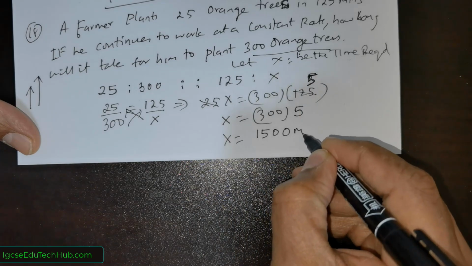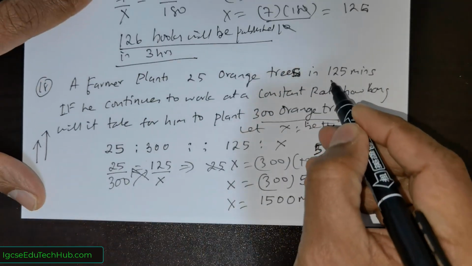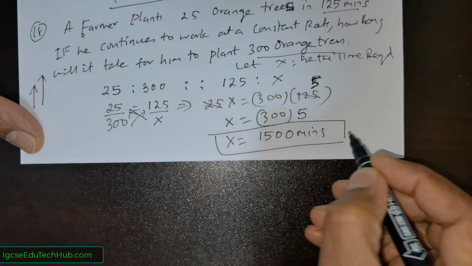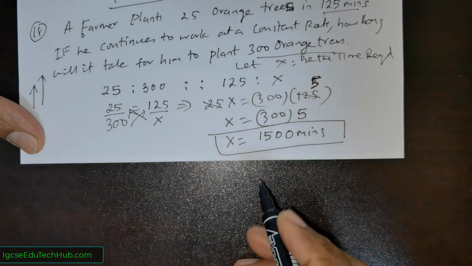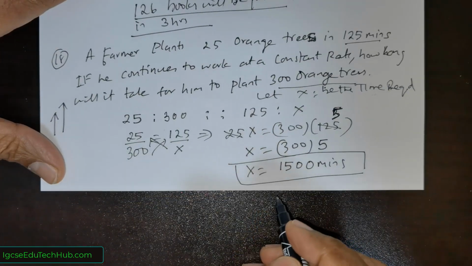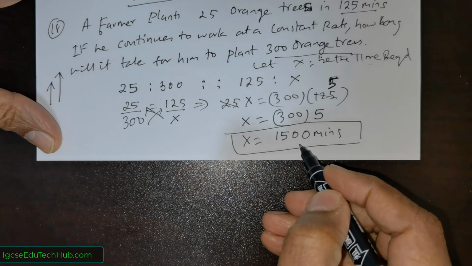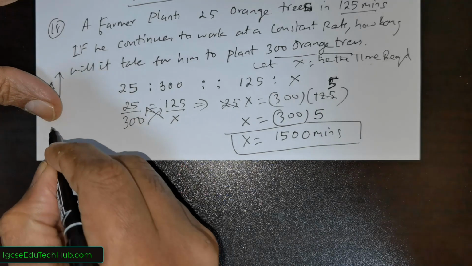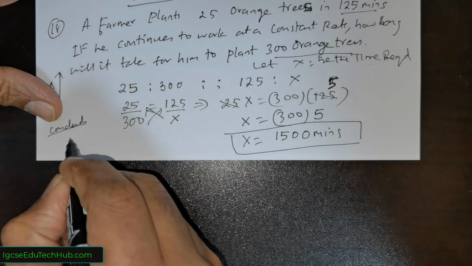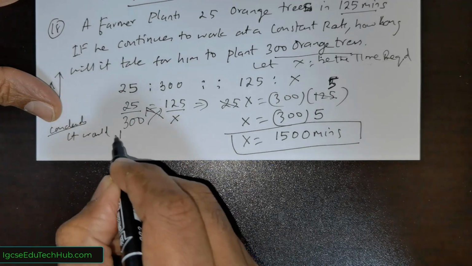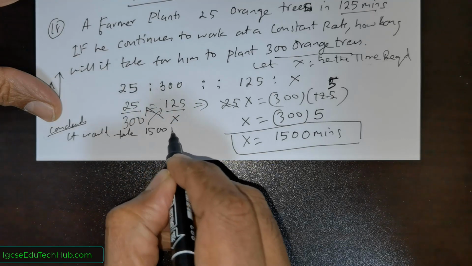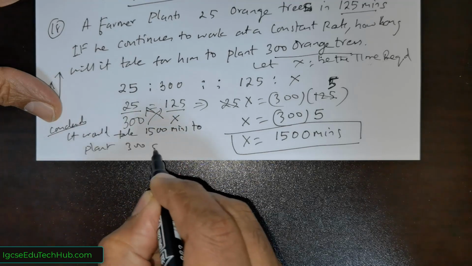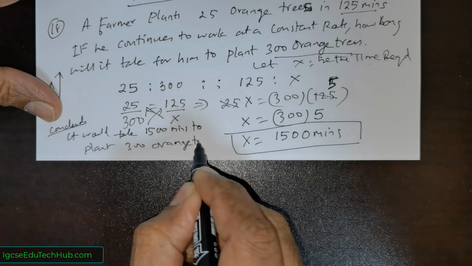0 minutes. So they are given the initial question in minutes, so it's okay that we place minutes here. We don't need to represent it in hours because this is what they have given, 125 minutes. So this is the final answer. It would take 1500 minutes for the farmer. Maybe probably you can conclude. If you want to conclude, you can state that it would take 1500 minutes to plant 300 orange trees.